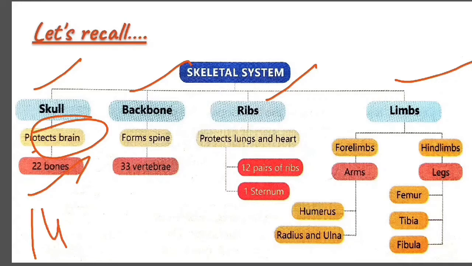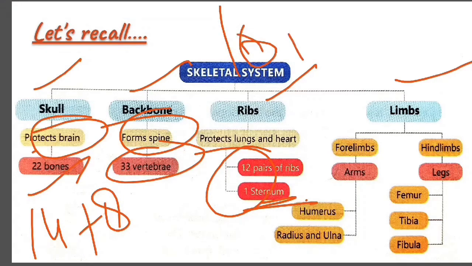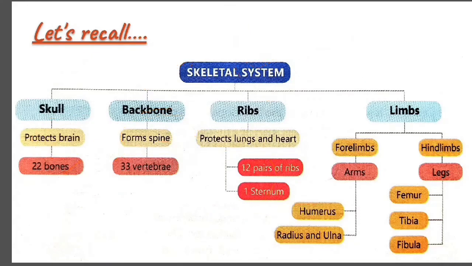Okay, now the backbone has 33 vertebrae. Now, there are 12 pairs of ribs, in which one sternum is there, and 12 also we are having, 10 plus 2 pair. Now 10 plus 2, you are clear about that: 10 bones are attached to the backbone and also the sternum, but here 2 pairs remain as floating ribs.